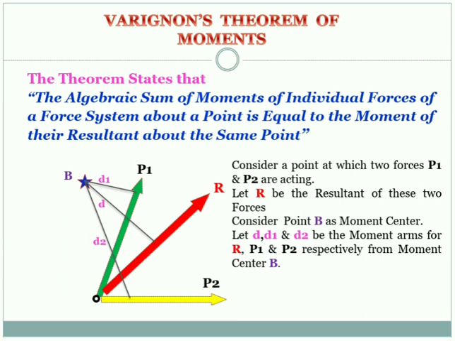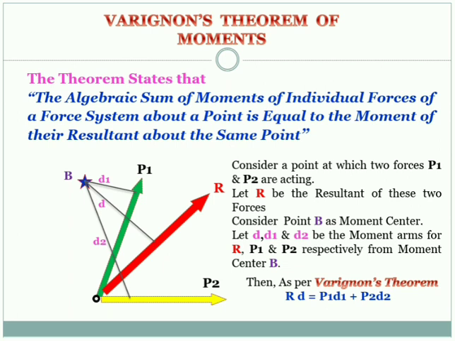Now, as per Varignon's theorem, R into d is equal to P1 into d1 plus P2 into d2. How to elaborate the statement? What is R into d? It is the resultant moment caused because of the resultant. R is the resultant and small d is the perpendicular distance from which point? The moment center, which is B in this case. Now, this should be equal to P1 d1 plus P2 d2.